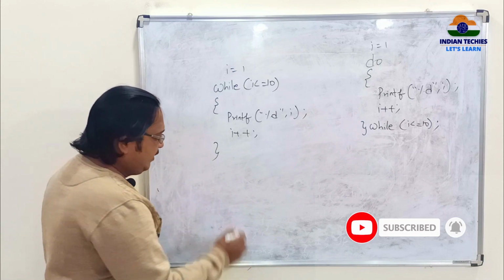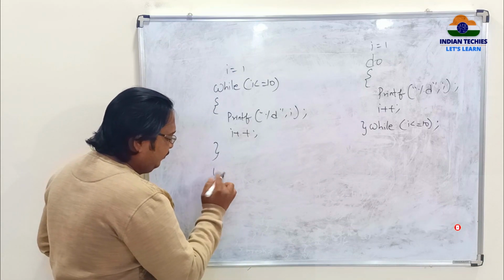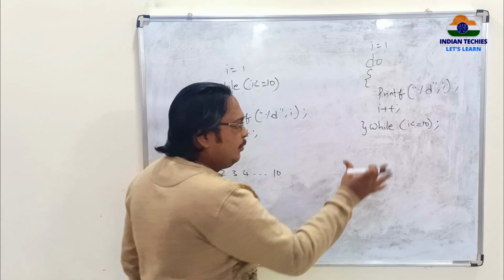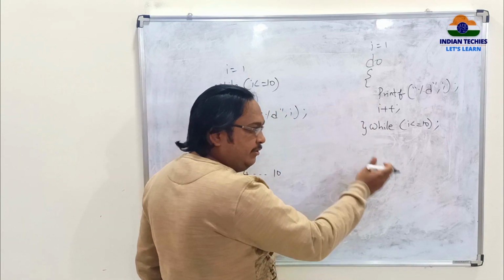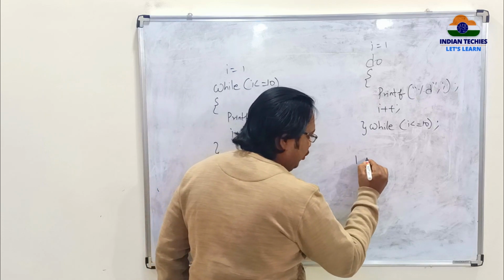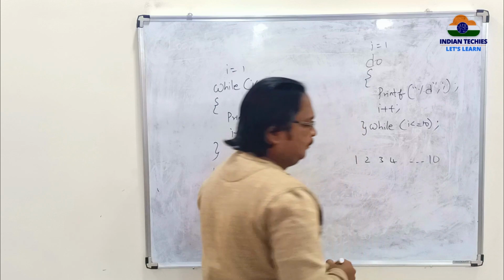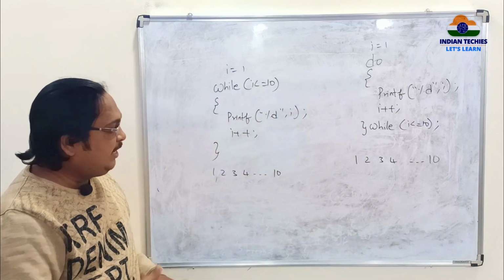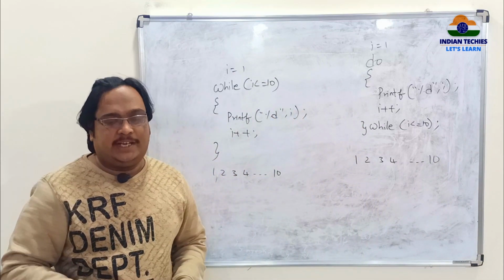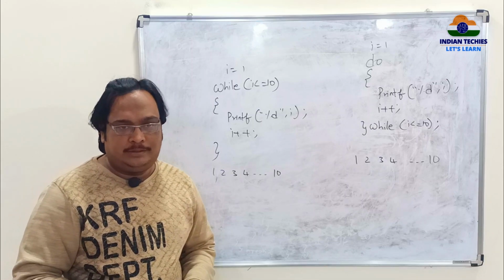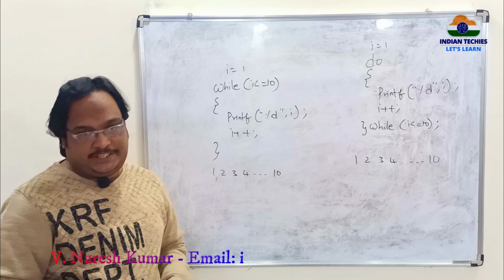Now, if this program is executed, the output will be 1, 2, 3, 4, and so on up to 10. Using do while, if you execute this program, you will get the same output, that is 1, 2, 3, 4, and so on up to 10. When we get the same output, what is the situation? What is the difference between while and do while? So let us see the differences right now.